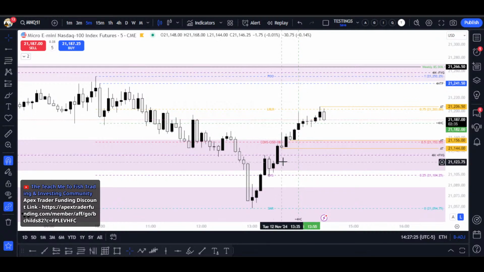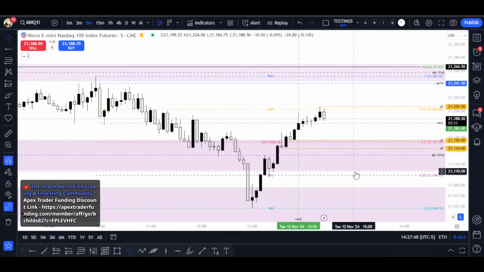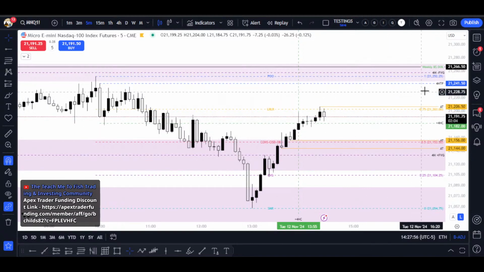So I really did not see an order block entry around here. So again, we just need price to come back under $21,182 flat and give us an entry to take price minimally up to $21,241.50.